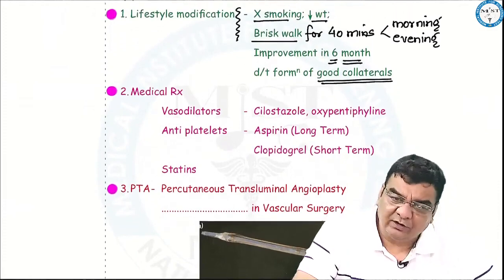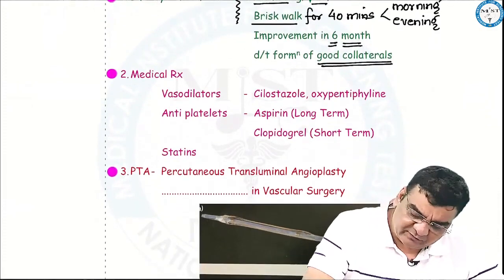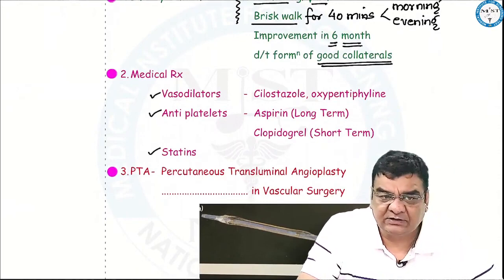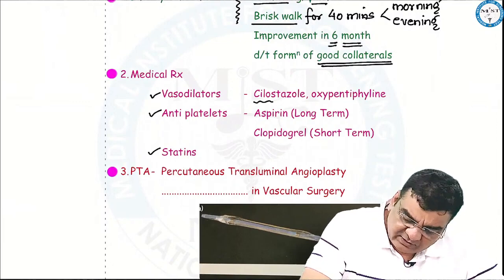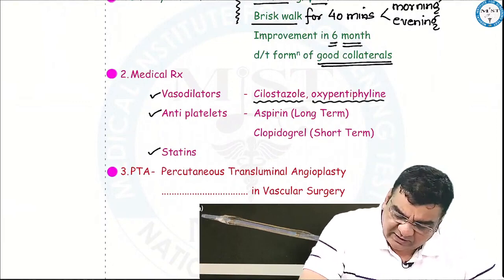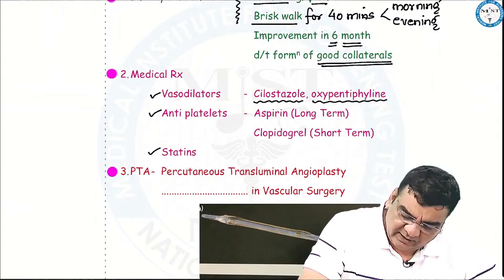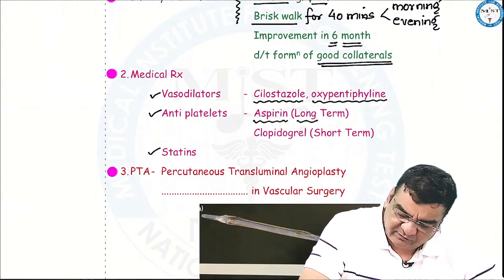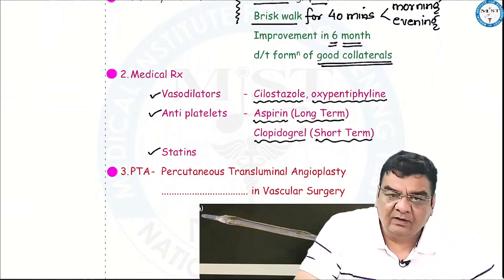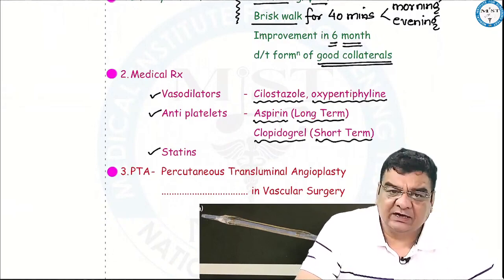Patients can't afford it. So we might have to give some medicines like vasodilators, antiplatelets or statins. In vasodilators, we can give cilostazol, we can give oxpentifylline. In antiplatelets, we can give aspirin for long term, clopidogrel for short term. We can also use statins.